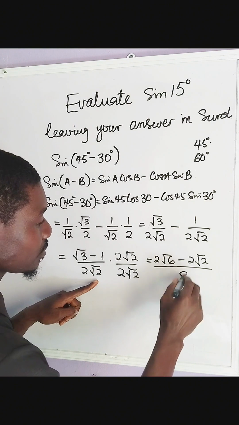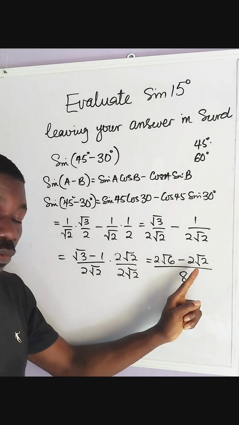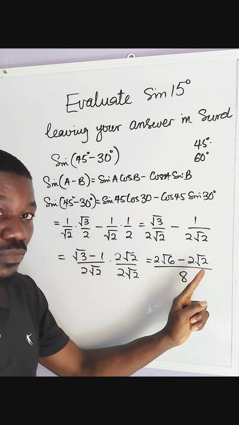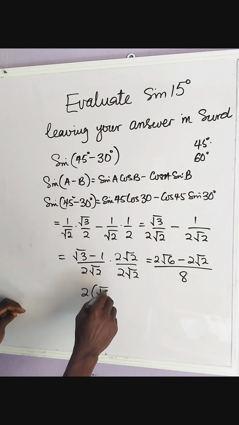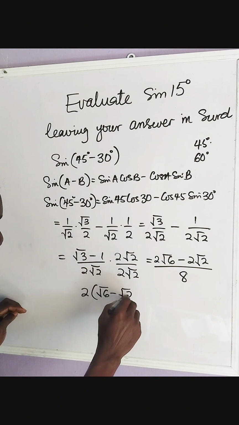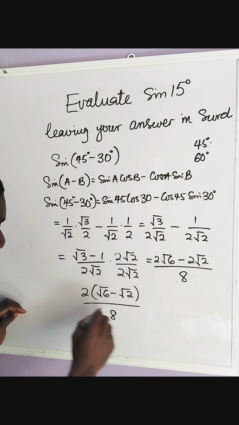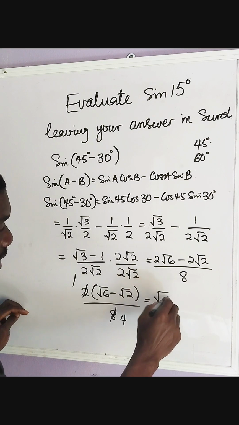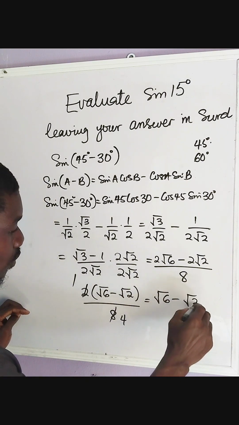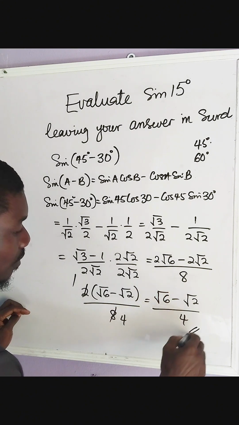Now looking at this, we have a common term in the numerator, which is 2. When we factor that out, we are left with root 6 minus root 2 all over 8. 2 here becomes 1, 2 here becomes 4. So we are left with root 6 minus root 2 all over 4. Final answer.